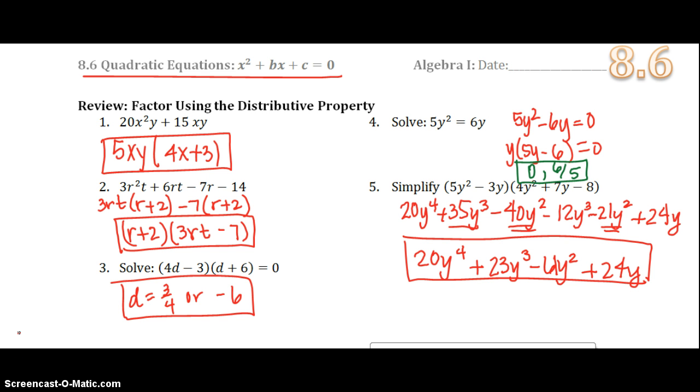All right, here are the correct answers. Notice number 4, after I factored, I then solved for the roots. You may leave them as improper fractions always.